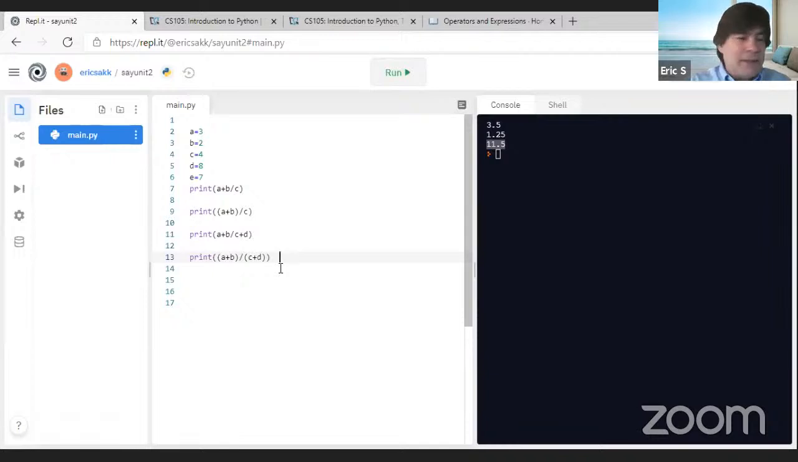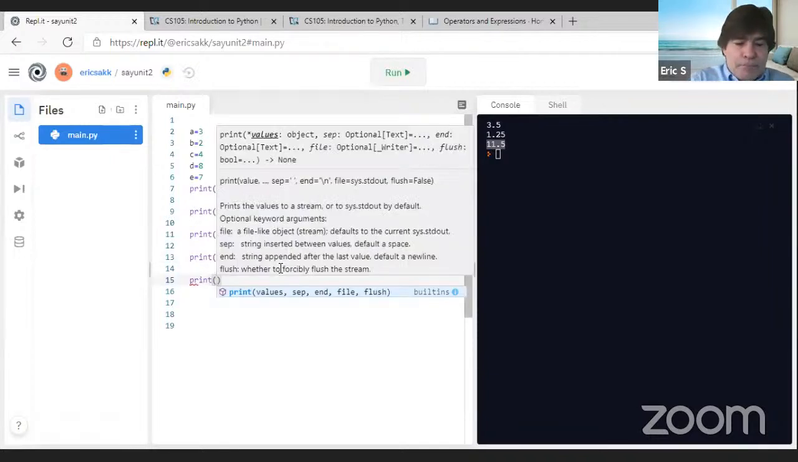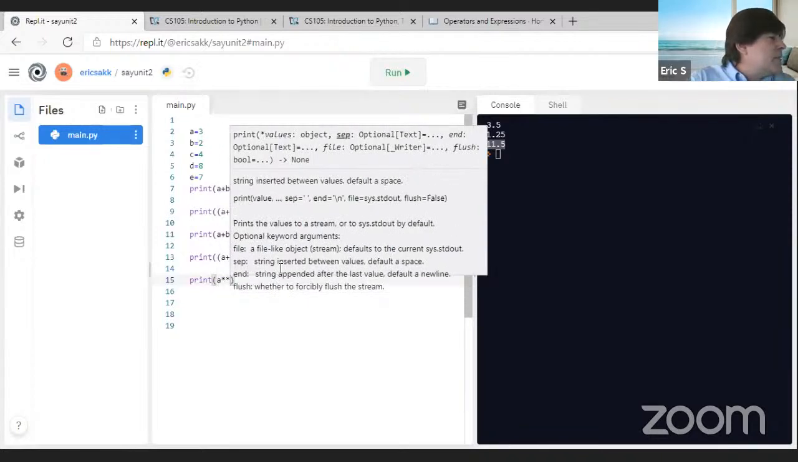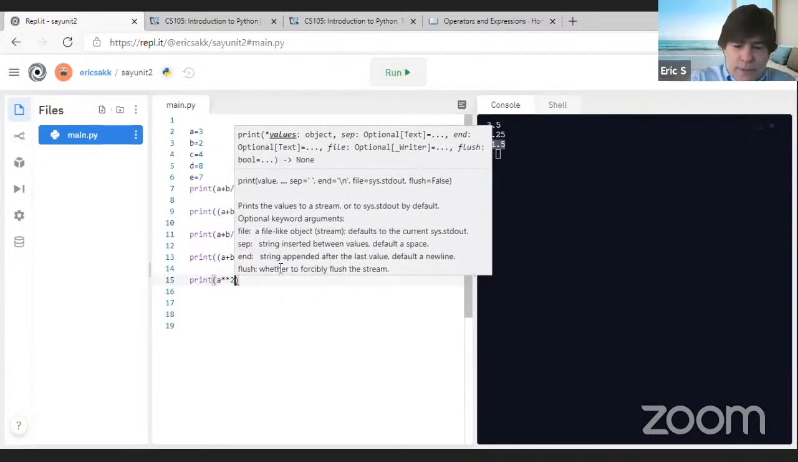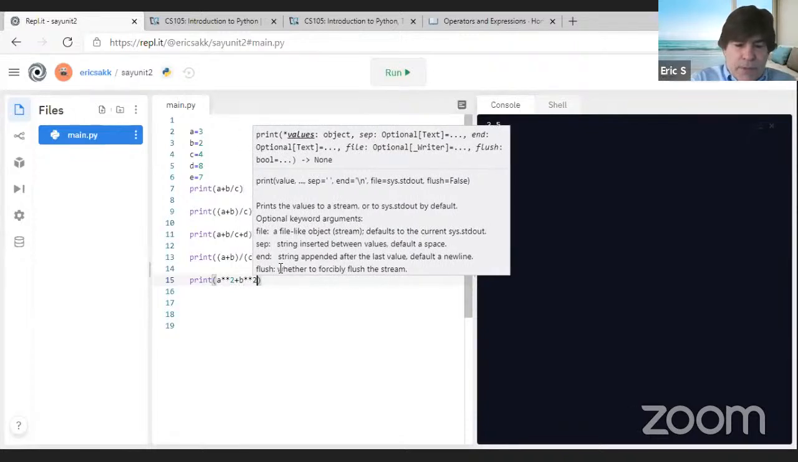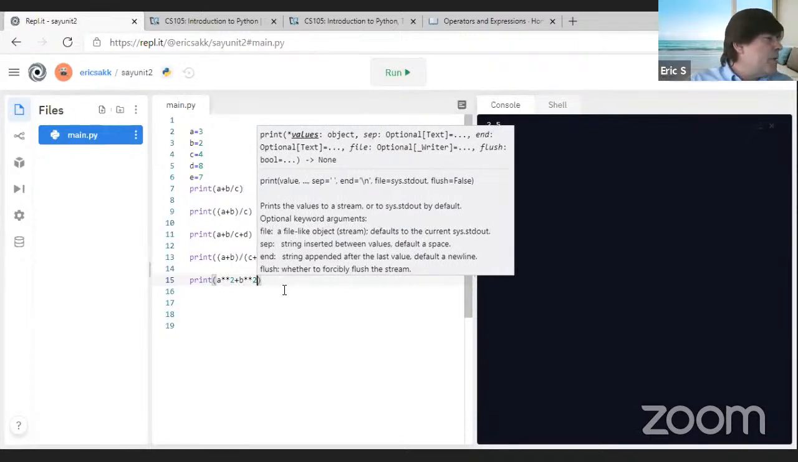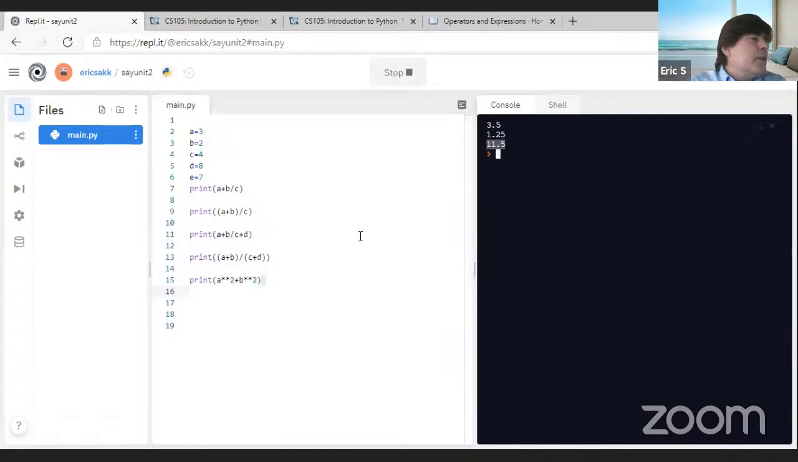So you want to have a balanced approach. For instance, make believe that I wanted to take a squared plus b squared. Here's a case where I'm going to compute a squared plus b squared, and when I do that, I'm going to get the number 13, because 3 squared is 9 and 2 squared is 4.